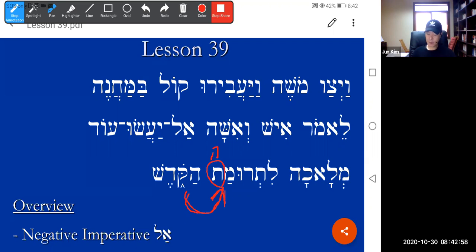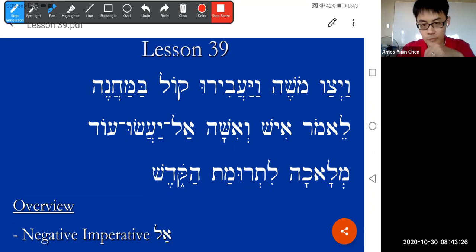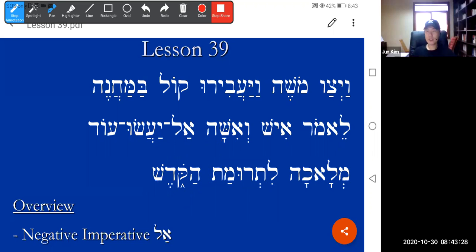Okay, so this one is connected to the preceding noun through 'of'. So the translation is 'the offering of the sacredness.' This tav is about connecting these two nouns together. Okay, good job, Amos. So then, can you try to put all the translation together, Amos?